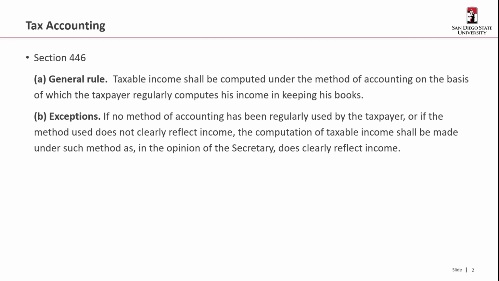if no method of accounting has been regularly used by the taxpayer, or, and this is the important part, if the method used does not clearly reflect income, then the computation of taxable income shall be made under such method as, in the opinion of the Secretary, does clearly reflect income. So the clear reflection of income rule is critical when it comes to determining the right accounting for tax purposes. And we'll see that that is a sword that is wielded with some power by the IRS.